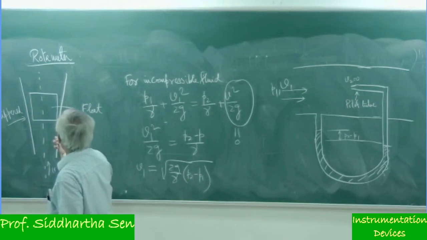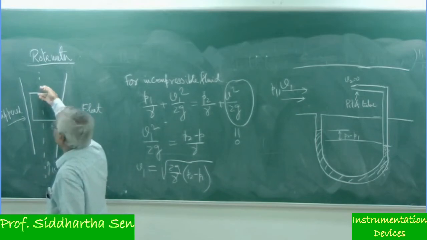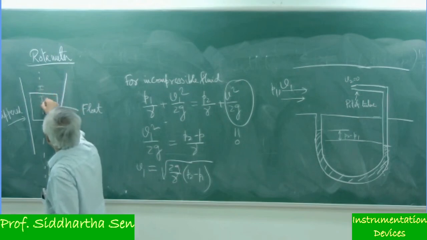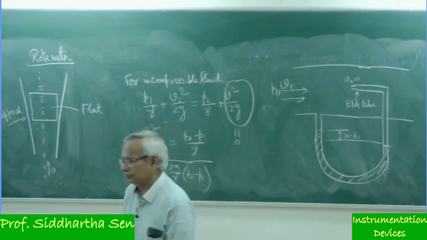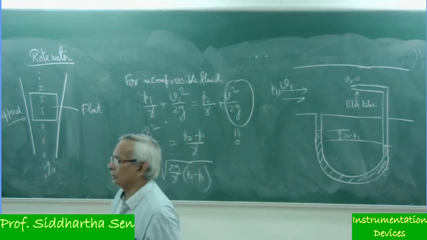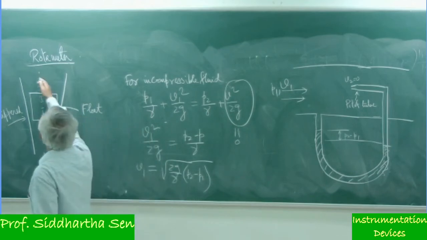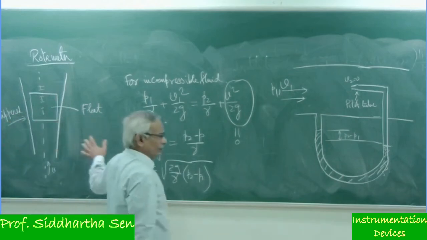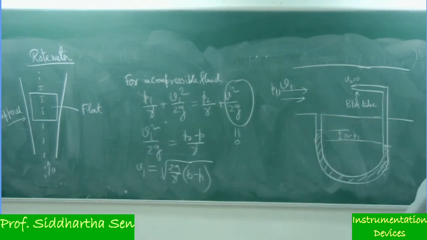So depending upon the velocity, it will place the float at a particular point. You look at the position of the float, and then you get an idea of what the flow rate is. That is the principle. We will discuss it in detail, but we will tell you a story there.